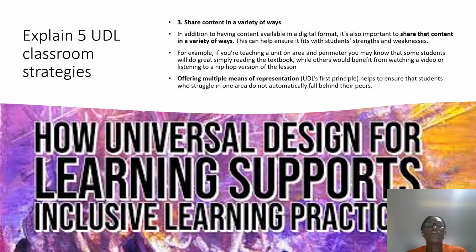For example, if you're teaching a unit on area and perimeter, you may know that students will do great simply reading the textbook, while others who benefit from watching a video or listening to a hip-hop version of the lesson might do much better. Offering multiple means of representation, which is the first UDL principle, helps to ensure that students who struggle in one area do not automatically fall behind their peers.